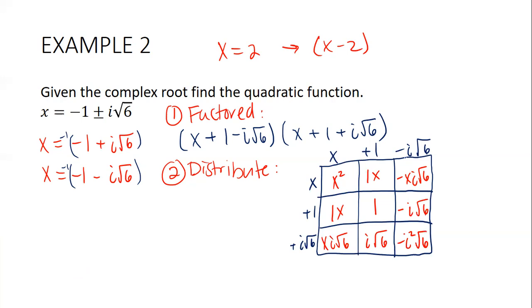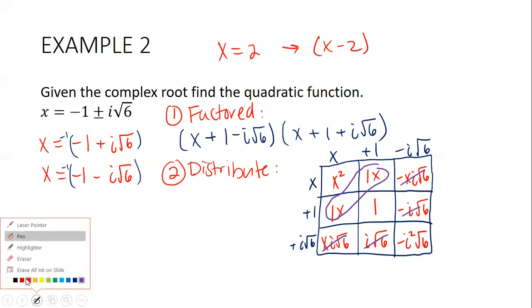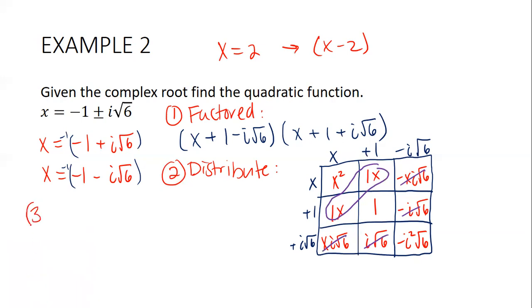All right, so what can I eliminate from the box? Anything that has its opposite. So I have a negative xi square root of 6 and a positive xi square root of 6. I have a negative i square root of 6 and a positive i square root of 6. Do you see how all of that was eliminated? And then what can I combine in the box when I simplify? I can only combine this. So the third and final step is to simplify.